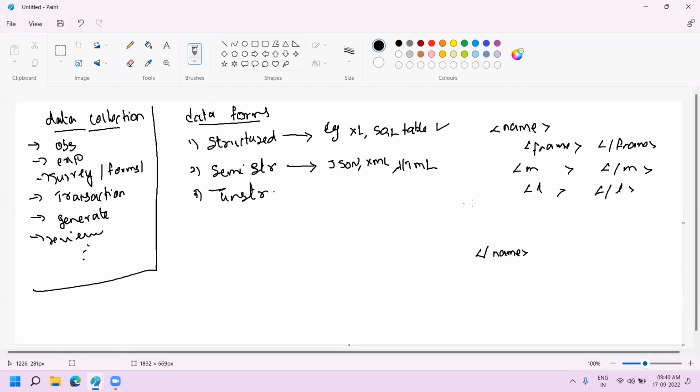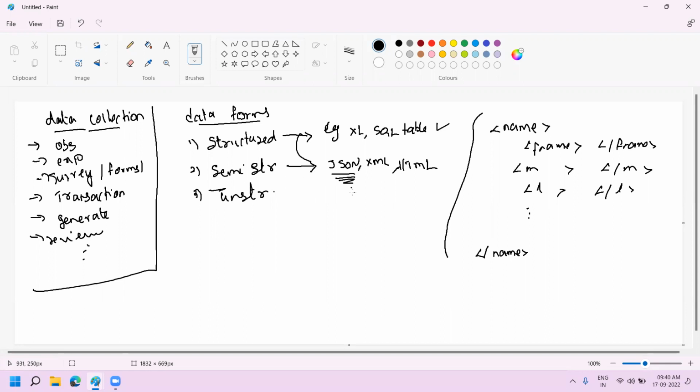Then I can have any other name combination. So the entire structure of name comprises sub tags. So it has some form, but it is not very easy to read. So this is called semi-structured format. What is a JSON file? Keys and values, pairs of keys and values.